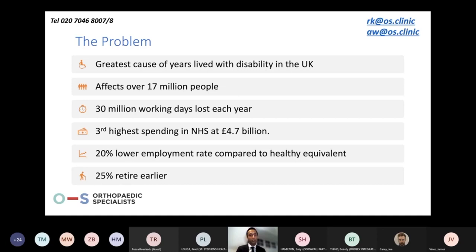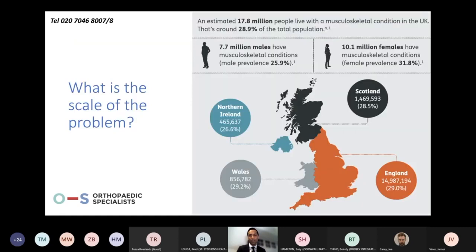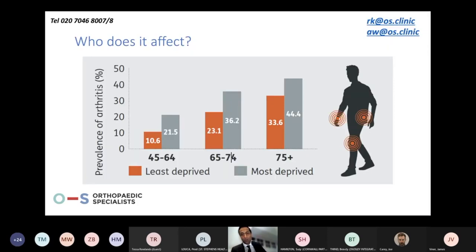It affects the UK in a similar way throughout, between 26 to 29% throughout the United Kingdom, and it affects the female population more, with a prevalence of 31.8%. We know that it's a disease associated with deprivation. So you can see here, it does affect younger patients, even the 45 to 64 age group, but it does disproportionately affect those from more deprived areas.